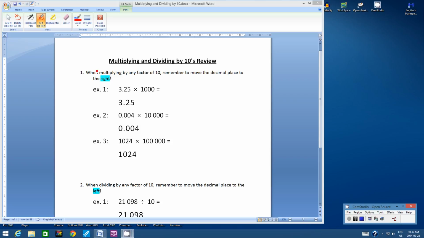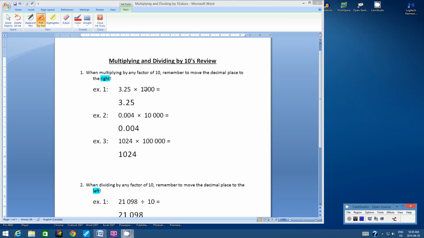When multiplying by any factor of 10, remember to move the decimal place to the right. So remember, when we're multiplying, we move the decimal place to the right. So we've got three examples to work through. Example 1, 3.25 times 1,000.